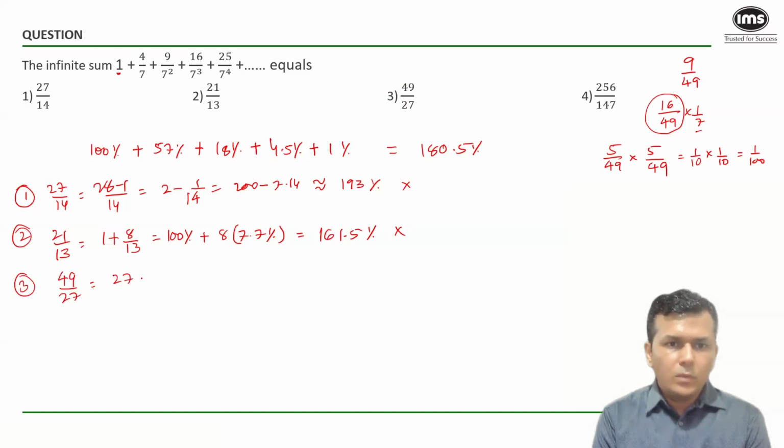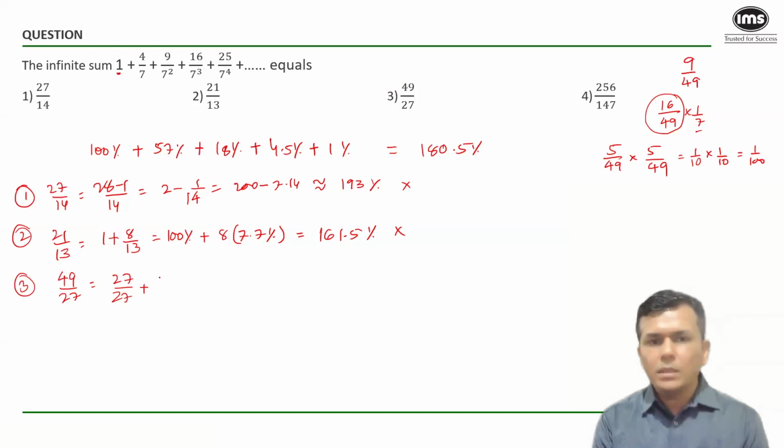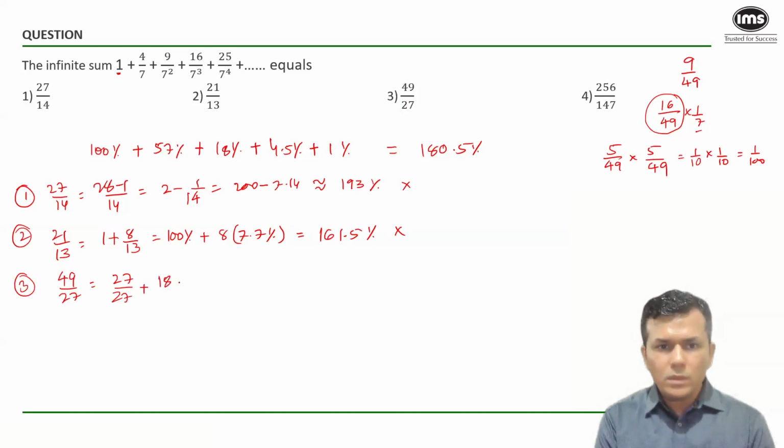Now this can be written as 27 by 27, which is definitely 1. Plus we have another 22. So if we split this 22 as 18 first and then 4, okay, so 18 by 27 and another 4 by 27. This is 1, so that's 100%.